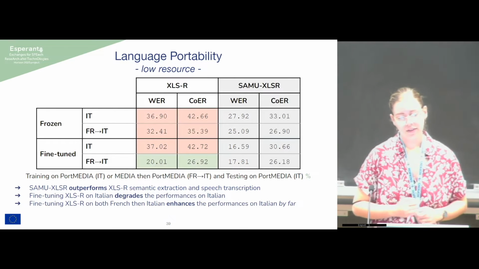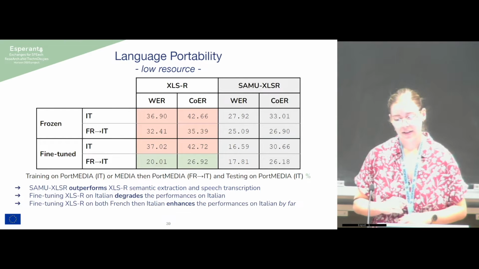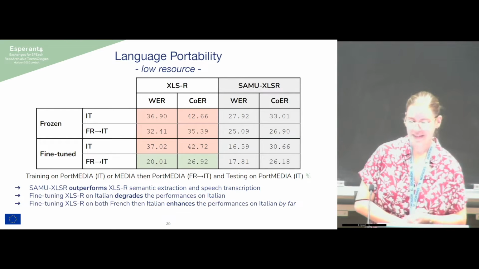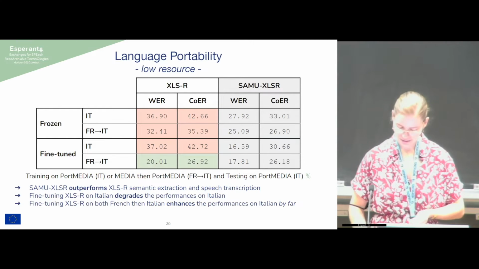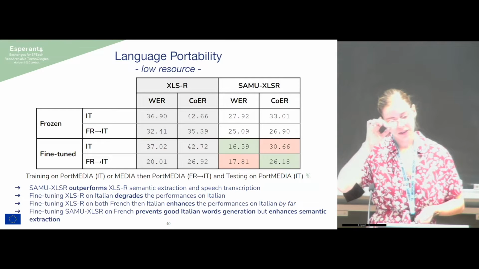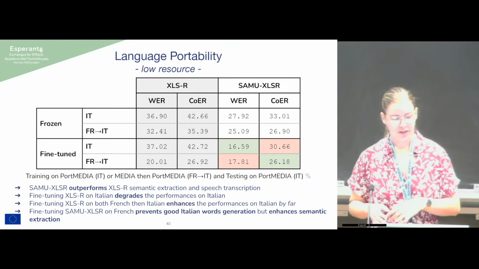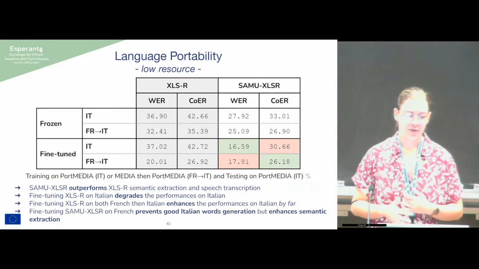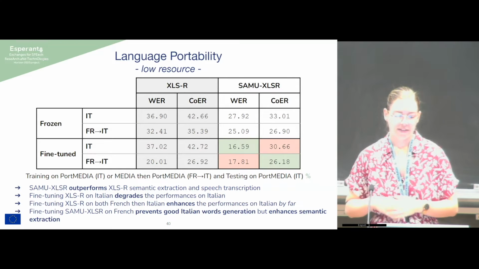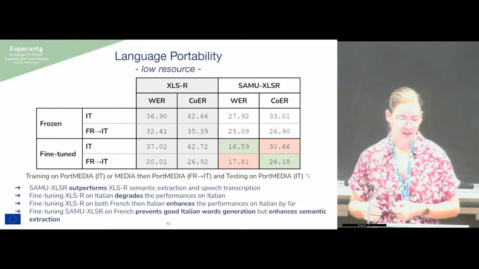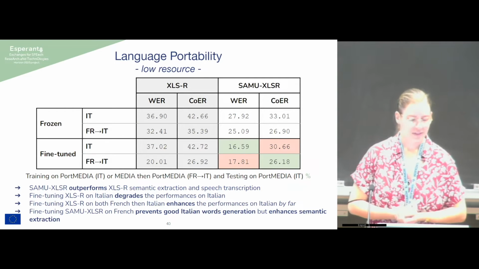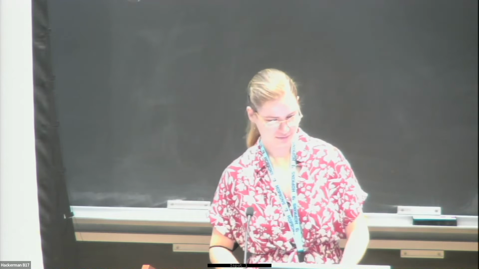Also, fine-tuning XLS-R on both French and Italian enhances the performances on Italian by far. And last but not least, fine-tuning SAMU-XLSR on French prevents good Italian word generation, like you saw before, but enhances the semantic extraction, and that's what we wanted. Thank you.